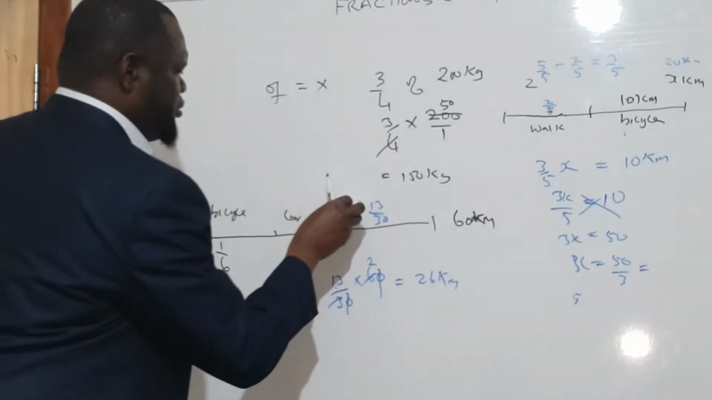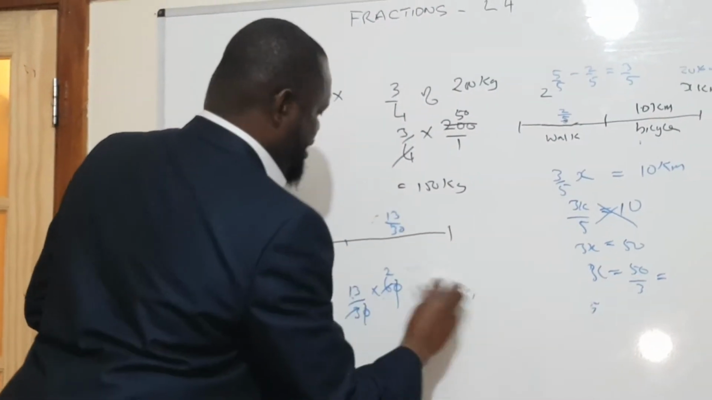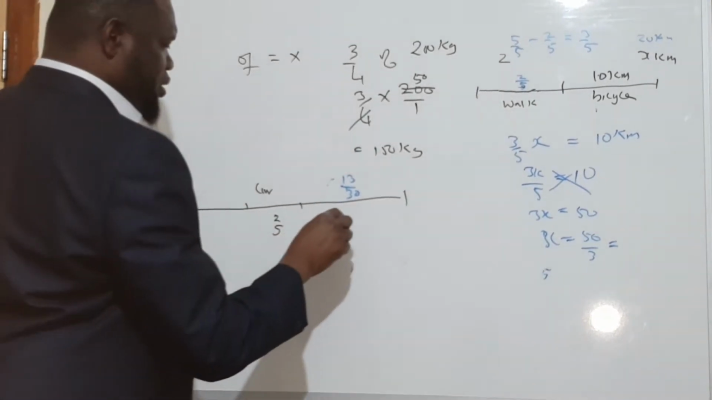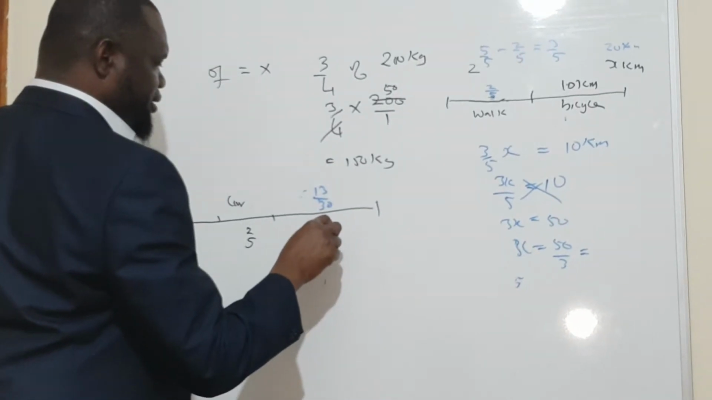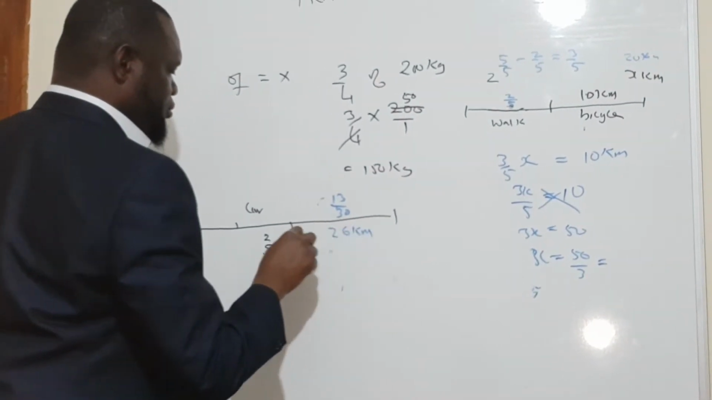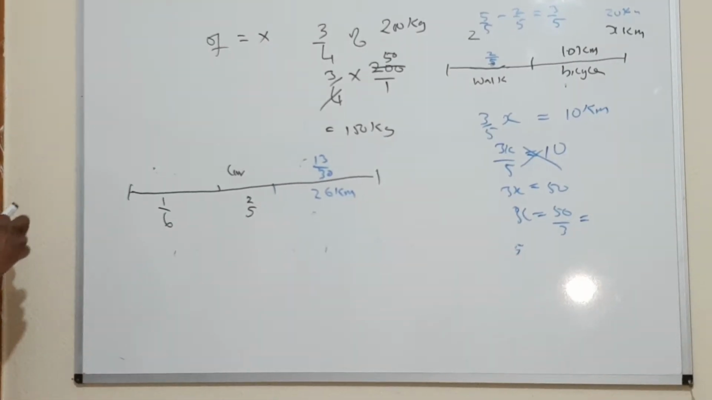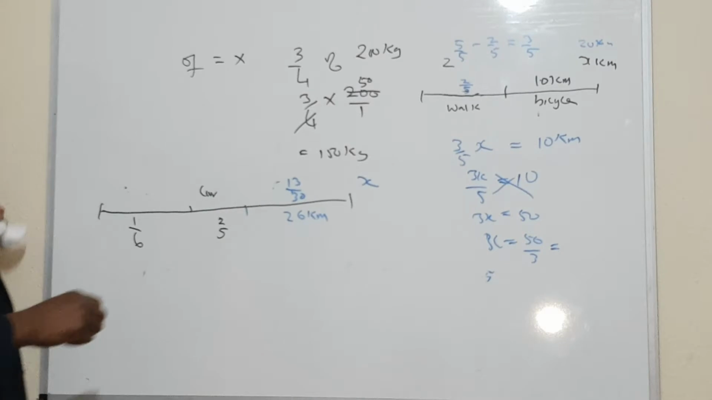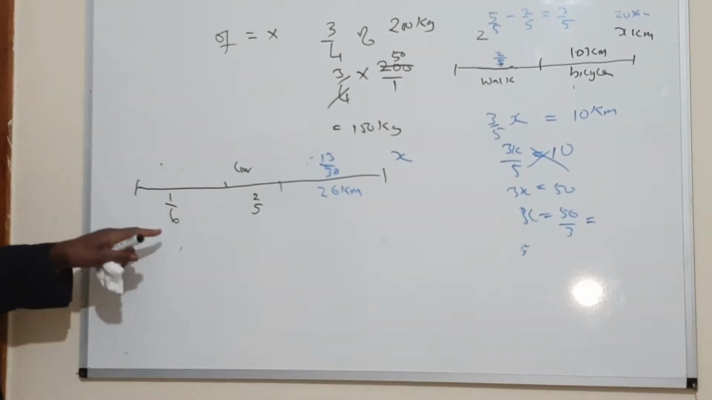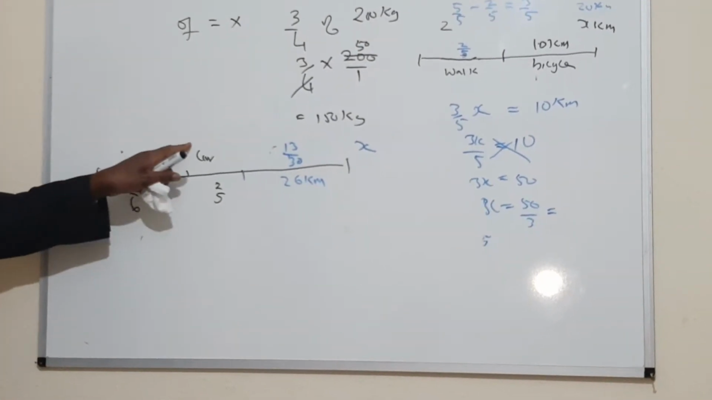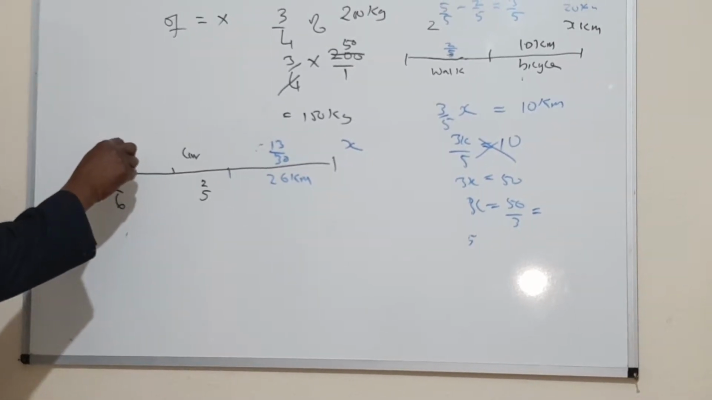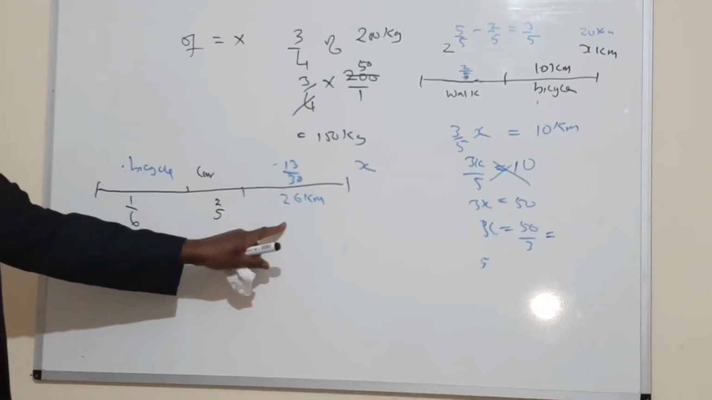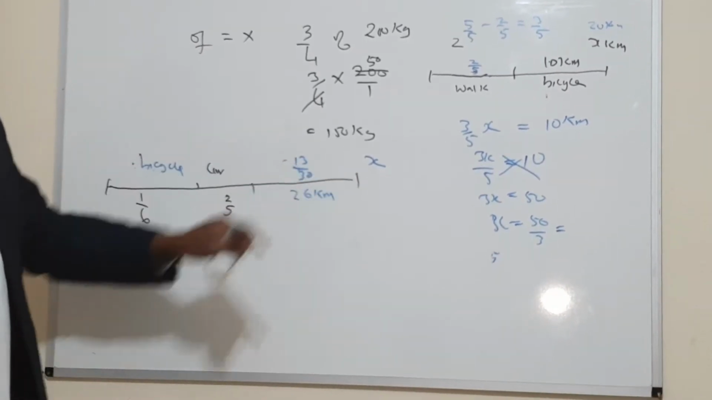Now, I want to add more spice. Let's say we don't know how many kilometers, yes? But we know this is 26 kilometers. Did you see my trick? We don't know how long the journey was. We don't know how much he actually traveled by car, but we know the fraction he traveled. We know the fraction he traveled, but we don't know the total journey.